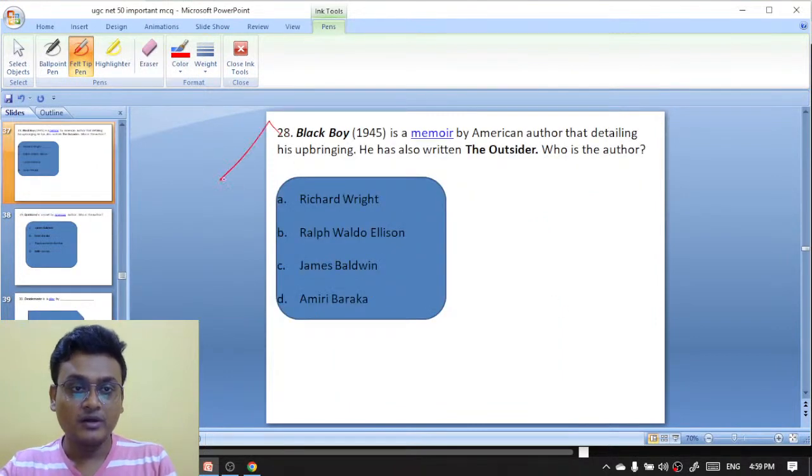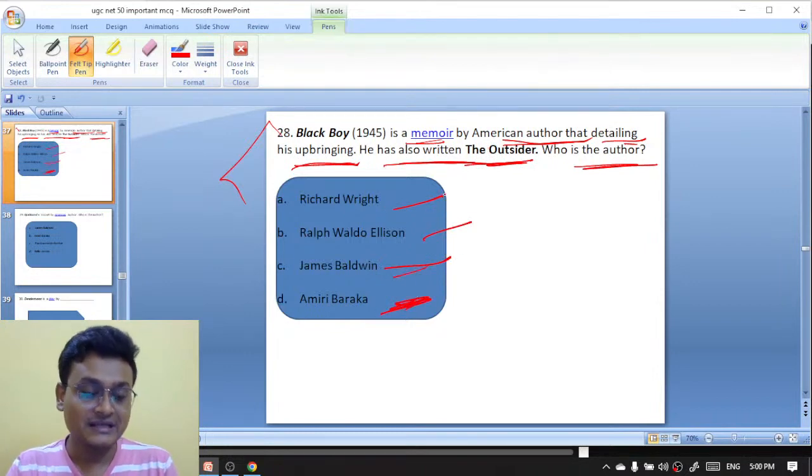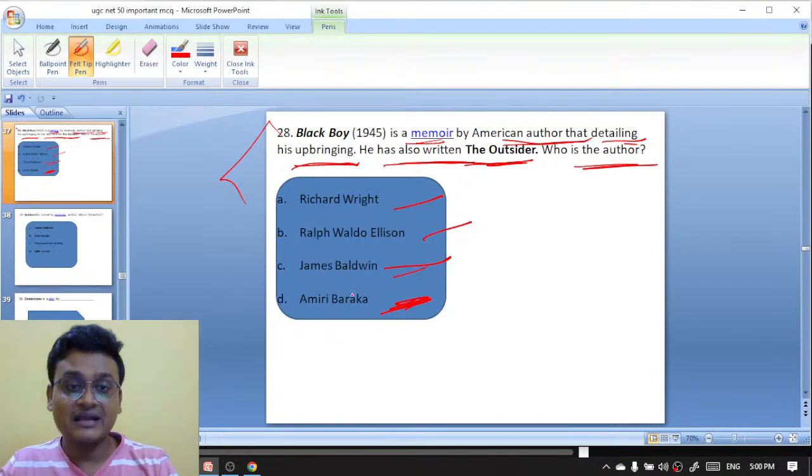Okay. Black Boy is a memoir by an American author detailing his upbringing. He has also written The Outsider. Who is the author? Richard Wright, Ralph Waldo Ellison, James Baldwin, Amiri Baraka. Who has written Black Boy? It is actually Richard Wright. Richard Wright has written the memoir Black Boy, and he has also written The Outsider. So here A is the right answer.